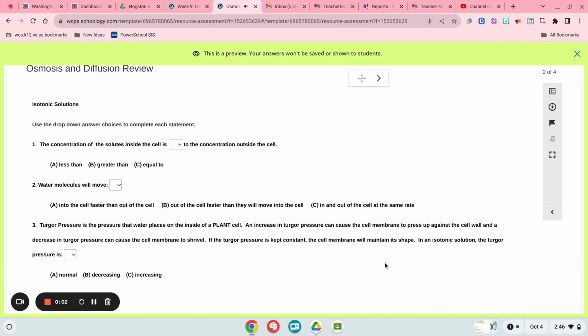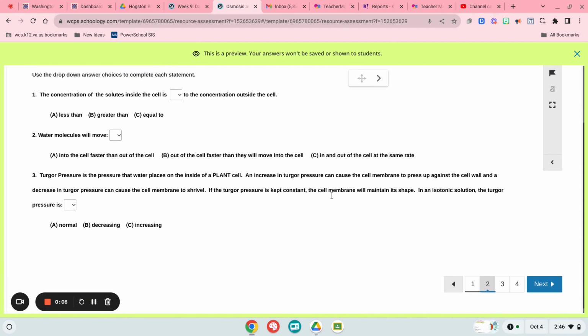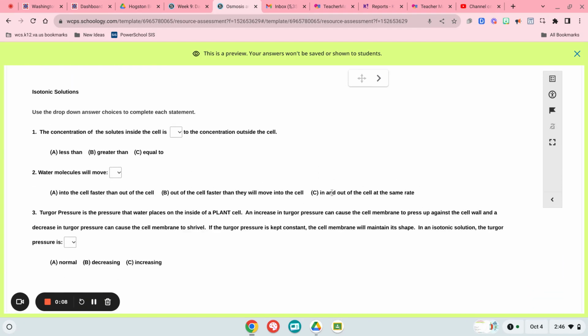Osmosis and diffusion review. Question number 2. So question number 2 is about isotonic solutions.